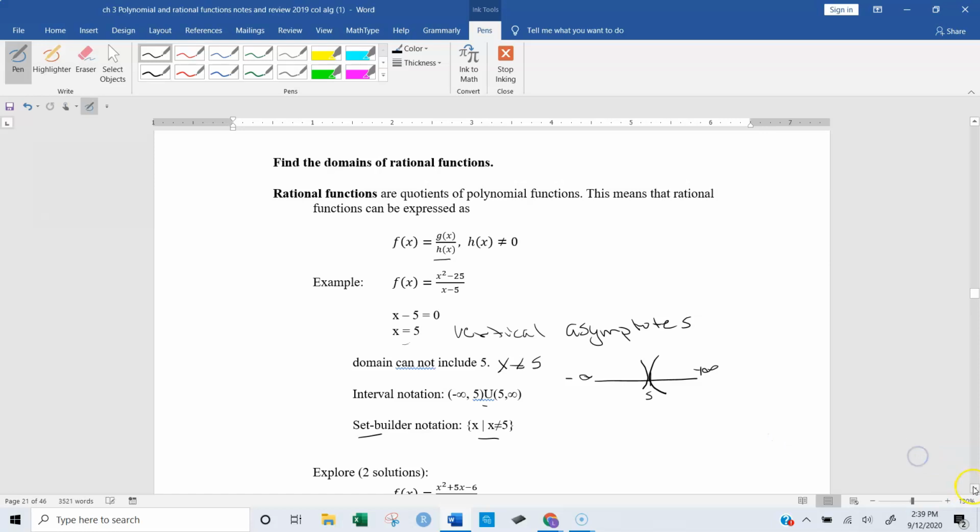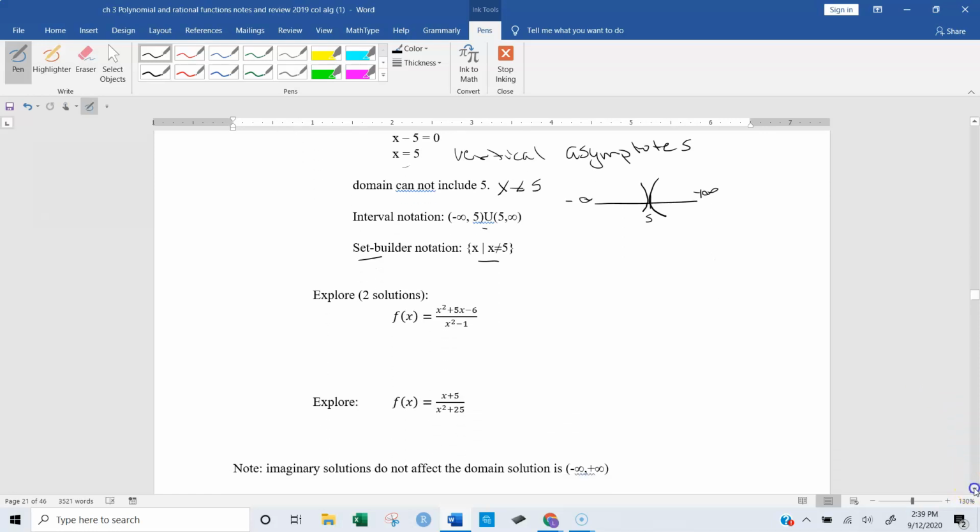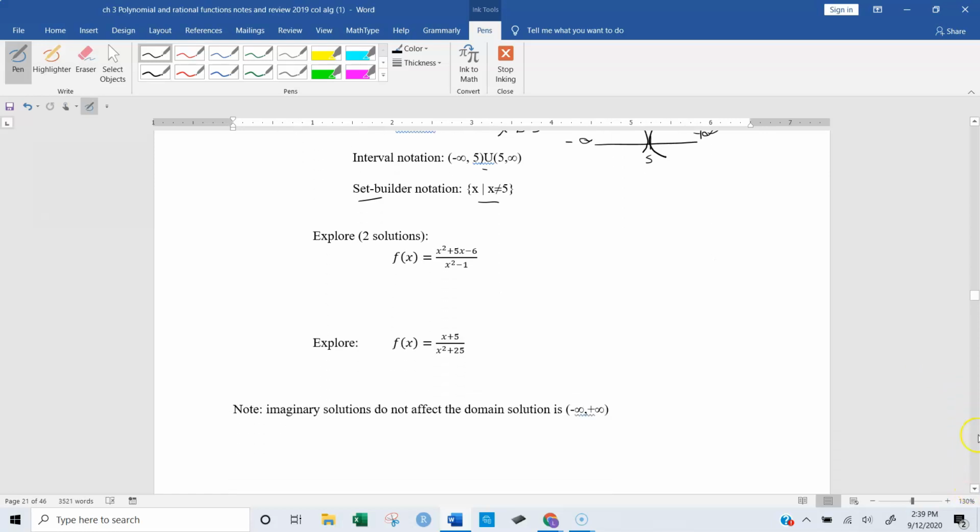All right, let's go here. Sometimes we will have more than one solution. So try yours, pause, and go. So this one is x plus 1, x minus 1, and that means x cannot be equal to negative 1, and x cannot be equal to 1.